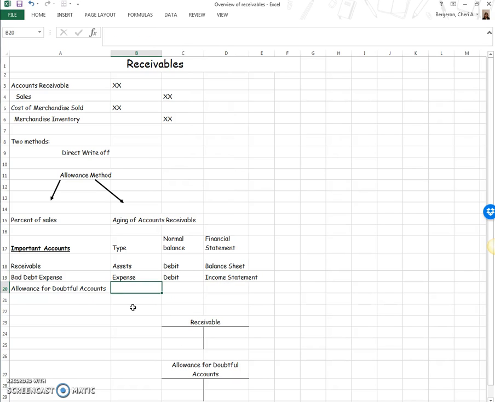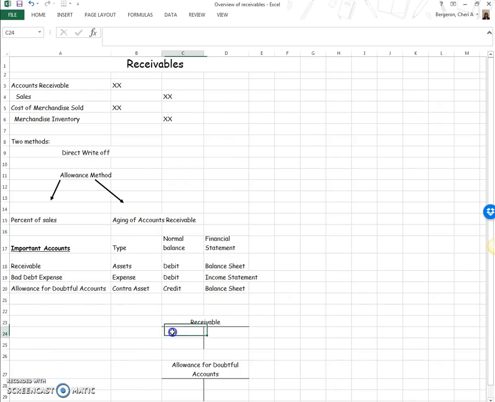And then a brand new account called the Allowance for Doubtful Accounts is going to be a contra asset because it is contra to accounts receivable. Since an asset has a debit balance, and this is contra to that, it has a normal credit balance, and it is found on the balance sheet right underneath accounts receivable.